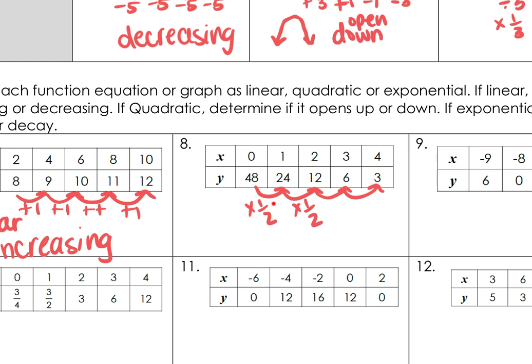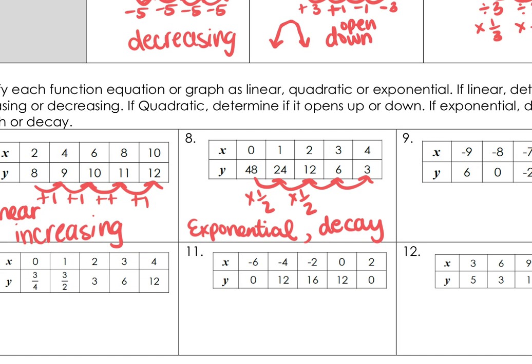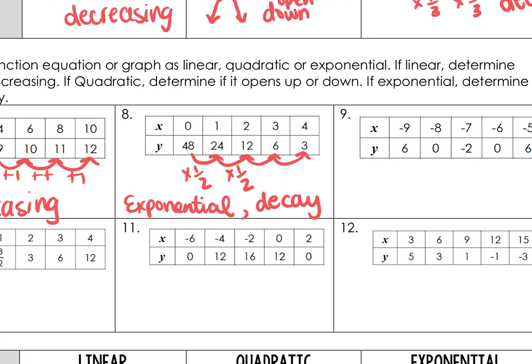So since we have this multiplier, this table is going to be exponential. And then since the table is going down, we know that decreasing means that that's going to be an exponential decay. So it's an exponential table that's going down, so it's going to be decay. It's decreasing.